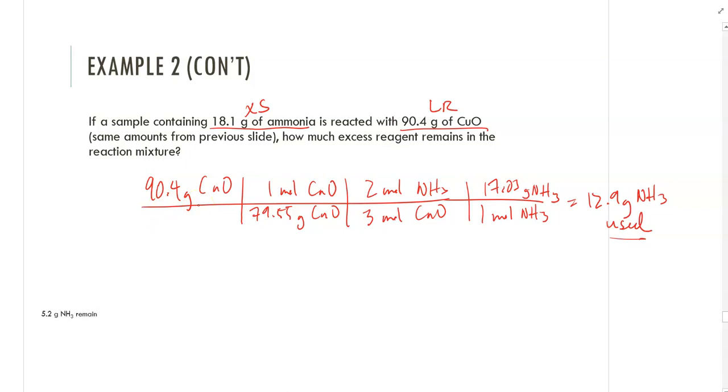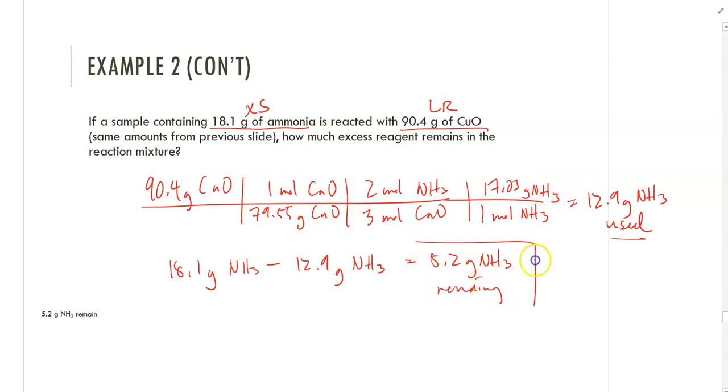Then, to finish it off, do a little bit of math. I'm provided 18.1 grams of ammonia, and I'm going to subtract the 12.9 grams that is used, and that results in 5.2 grams of NH3 remaining. That says remaining, which is your final answer. Alrighty, that'll do it.